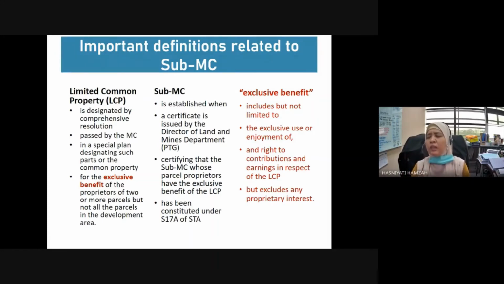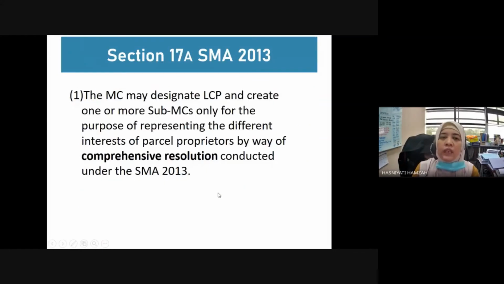A capital, not A small. Okay, A capital because it's a provision that was added later. Kemudian, so that's why it's A capital, but at the back of 17, yeah. Okay, hopefully that's clear. Now, what does section 17 SMA say?